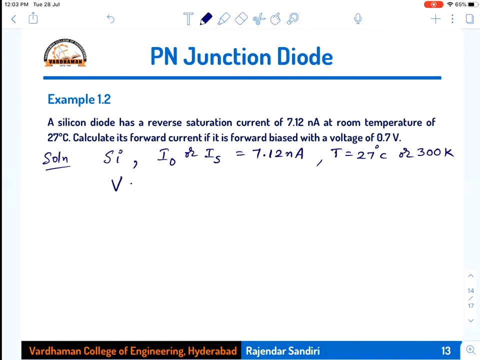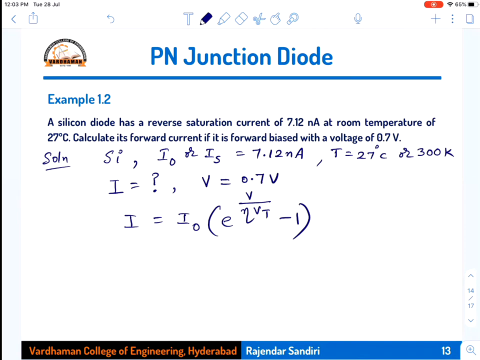Calculate its forward voltage. Forward voltage is V, which we have to calculate. Here we have to calculate forward current, I, if it is forward biased with a forward bias voltage V positive 0.7. Now the formula is I equals I naught into e power of V by eta Vt minus 1. Diode current equation, the Shockley equation formula.